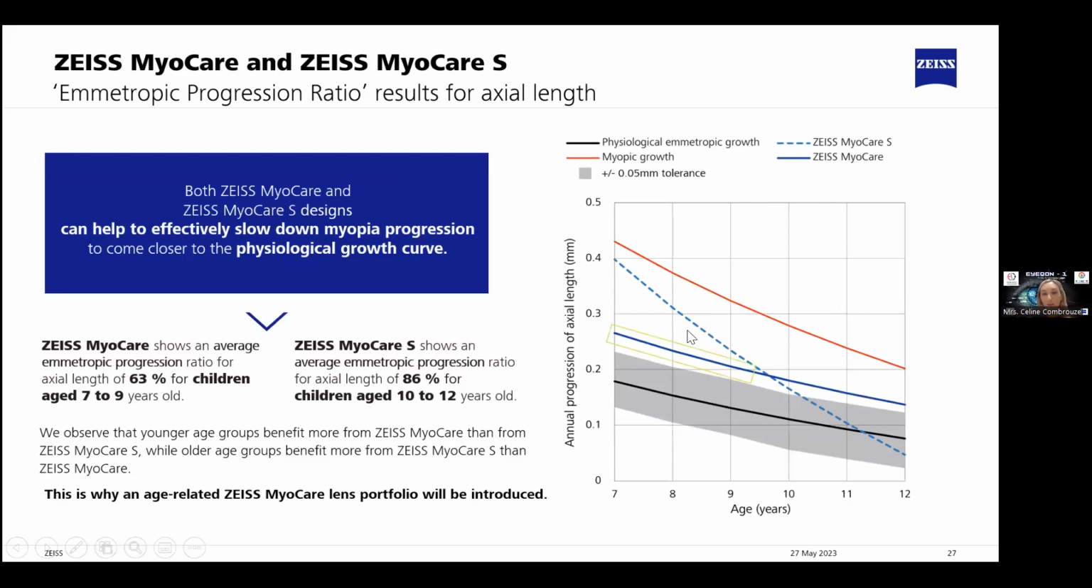And so what do we see? We see something very interesting, which is that the Zeiss MyoCare hard design is more efficient on children from 7 to 9 years old. As you can see, the curve is closer to the normal. But from 10 years old, it is the Zeiss MyoCare soft design which has the best efficiency. So finally, we decided to keep both designs. We are going to have a portfolio of age-related MyoCare lenses.